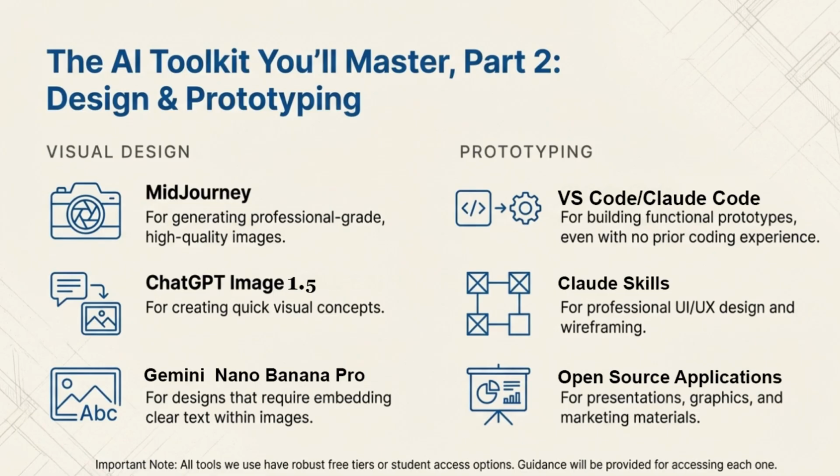Now let's cover design and prototyping tools. For visual design, Midjourney remains the gold standard for professional grade, high quality images, and it even converts to video now. You learn to prompt it effectively. ChatGPT's Image 1.5 is excellent for quick visual concepts as well as editing images. And for designs that require clear, legible type within images, Gemini's Nano Banana Pro is fantastic. It's your go-to.